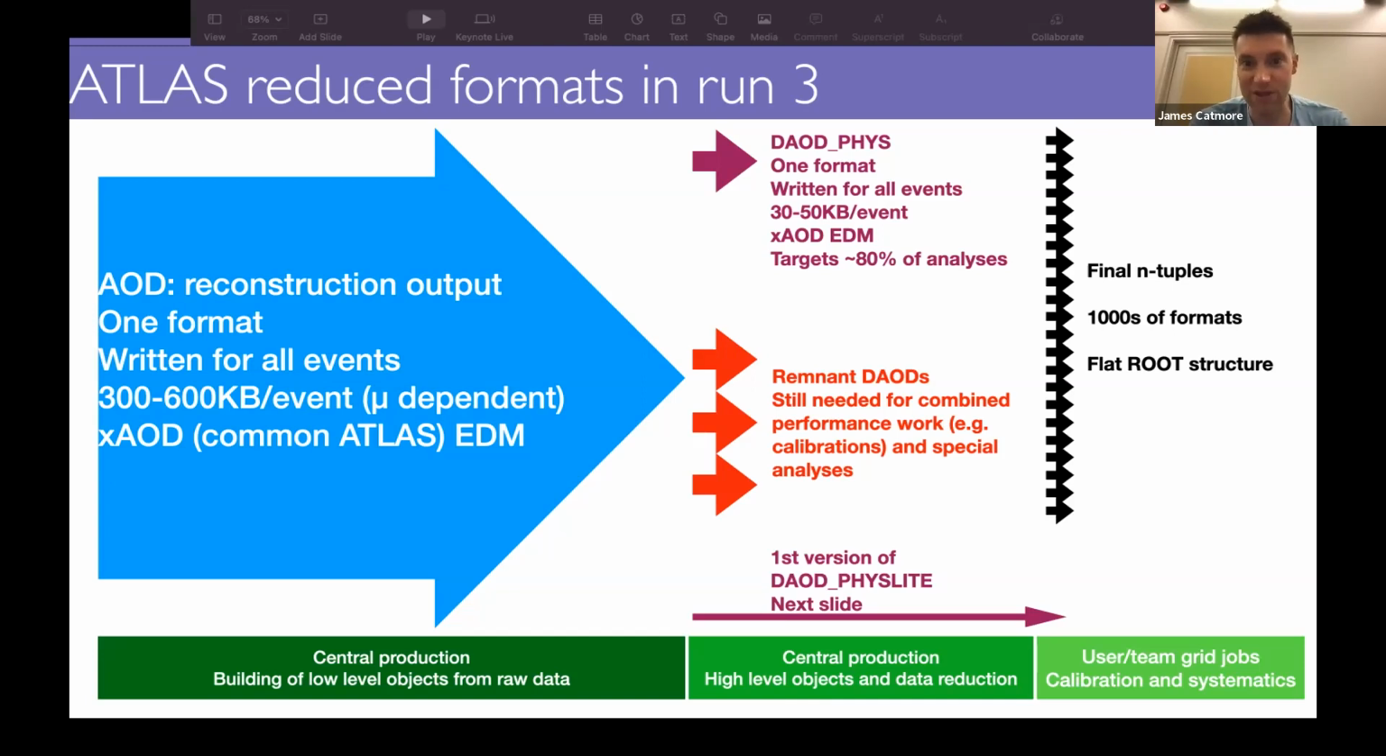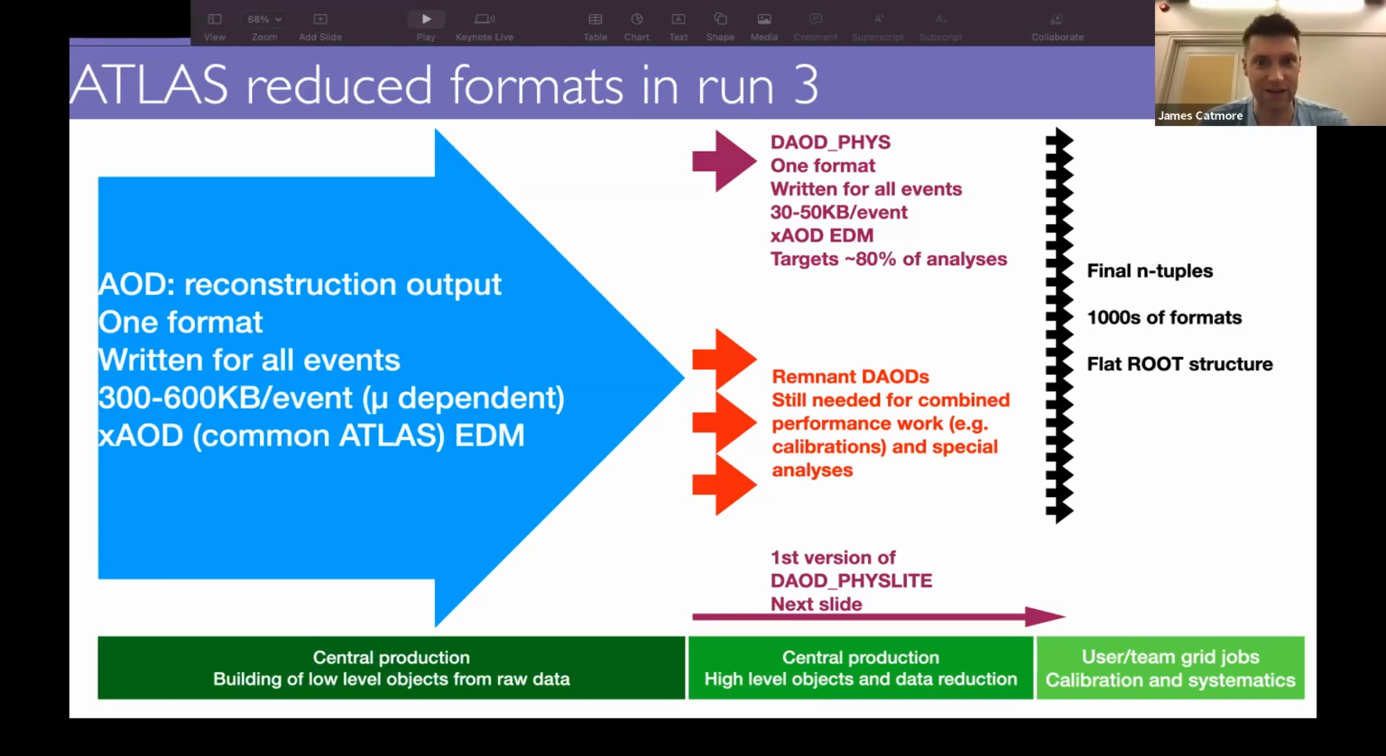So it will be per event around the same size as most of the old style DAODs, around 30 to 50 kilobytes per event, depending on whether it's data or Monte Carlo and the pileup. We still need some of the old style DAODs because the combined performance work, in other words, actually setting the calibrations, requires more variables than are available in DAOD FIS. And also certain special analyses, which I'll mention a bit later, also need variables that aren't available in FIS. Then we're going to introduce a second new format called FIS Lite.